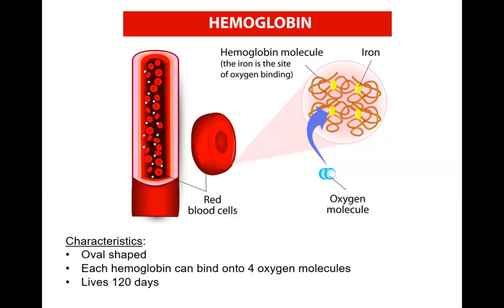So let's take a look at what forms a red blood cell. The hemoglobin molecule is found in the red blood cell itself. The hemoglobin molecule carries 4 different irons on it, which is necessary for carrying oxygen molecules. Normally, it is oval in shape. Each hemoglobin can bind onto 4 oxygen molecules, and a normal red blood cell can live for 120 days, right? That's about 4 months.